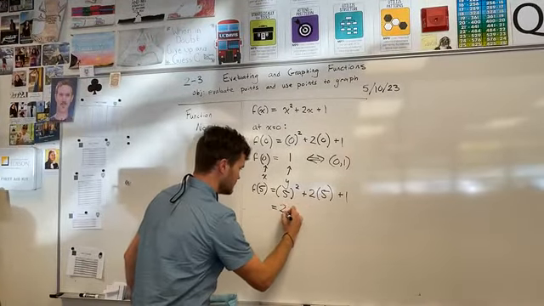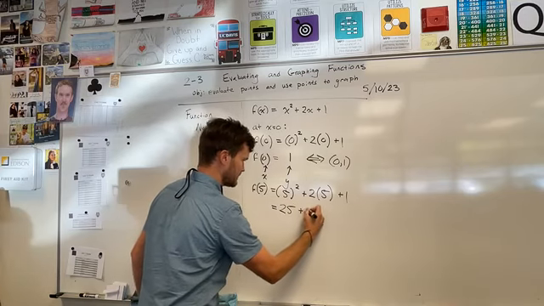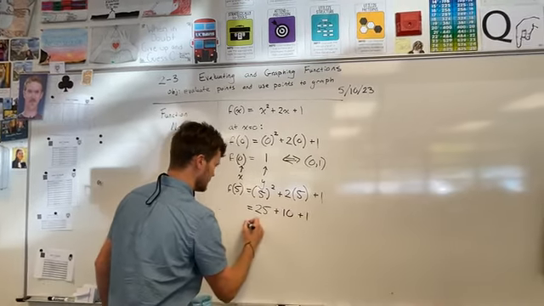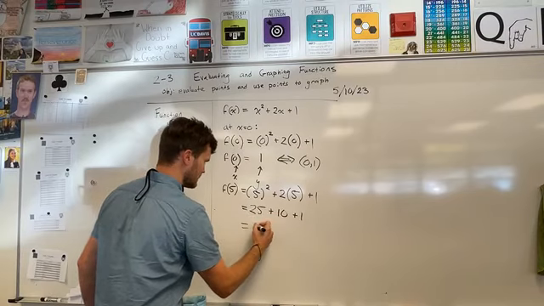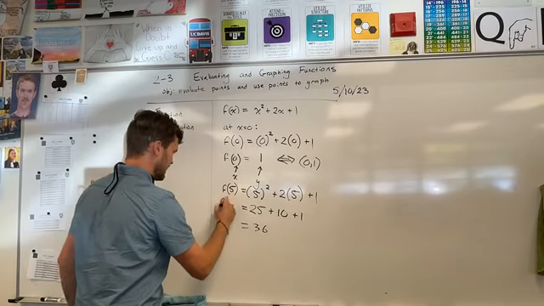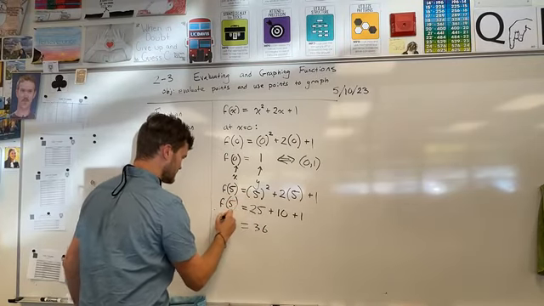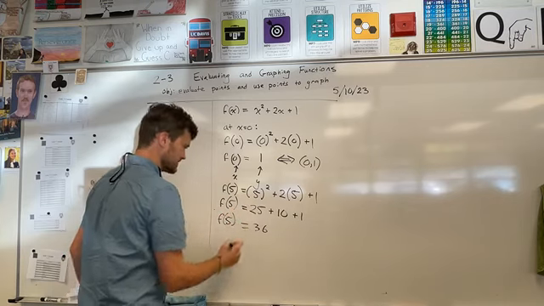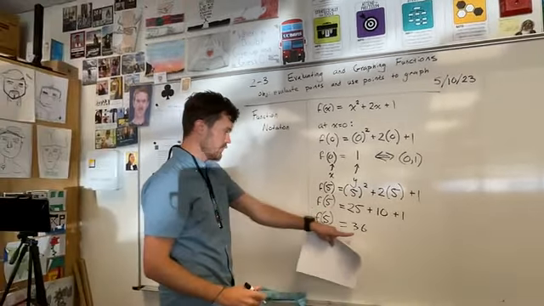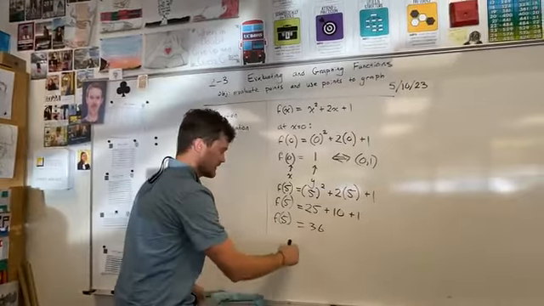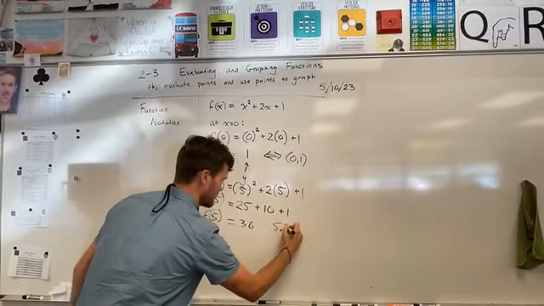25, 25 plus 10 plus 1. Keep going. 36. So I say that f of 5 was this. F of 5 is this. So that means that the x coordinate is 5, the y coordinate is 36. This one line right here means (5, 36).